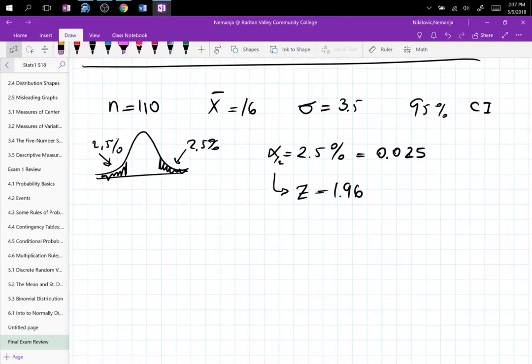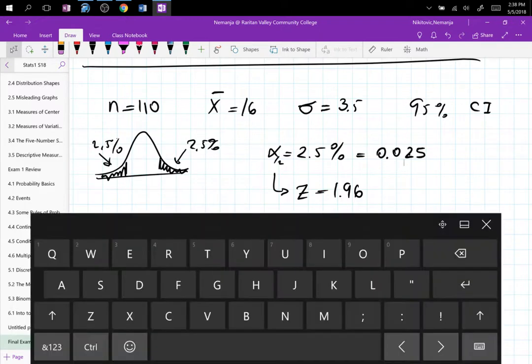Great. Now, some students like to compute the error and then add and subtract error rather than writing the full formula. Because, look guys, this part over here is error. So if you compute the error and call that error capital E, then your confidence interval is x bar minus E, x bar plus E. You do the separate calculations for it.